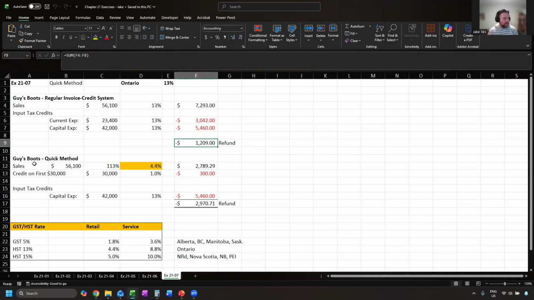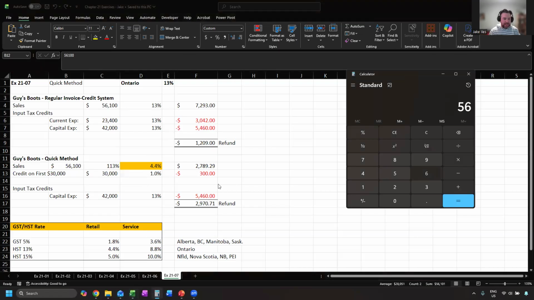The quick method has sales of 56,100. We will multiply this by 113%. What this will do is this multiplication will get us to an HST included amount of sales. So our sales were 56,100 times 1.13, which is $63,393. That's the total income that we've collected. That's from the sales plus the HST collected.